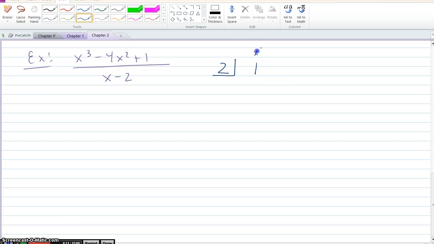So you have 1x cubed, negative 4x squareds. Then you have 0 x's. Make sure you put that in there. And then you have 1 as the number. Put your horizontal line down there. And now bring down your first term, 1. And then multiply with what's on the shelf. So 2 times 1 is 2. Add, you get negative 2.